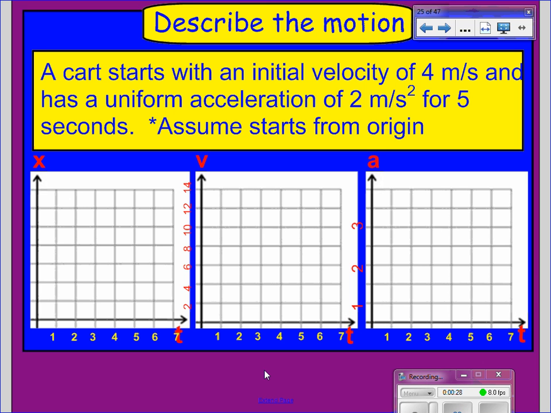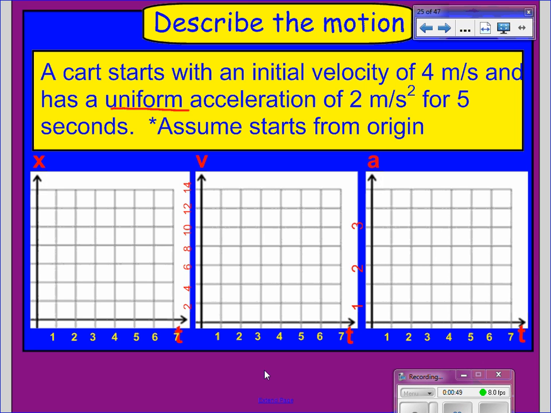All right, first thing I want to point out is this word uniform. Make sure you understand that uniform means constant. So this object is speeding up with a constant acceleration of 2 meters per second squared. What we're going to do is go ahead and make the graphs first quantitatively, and then we're going to answer some questions on how we can figure out some information.